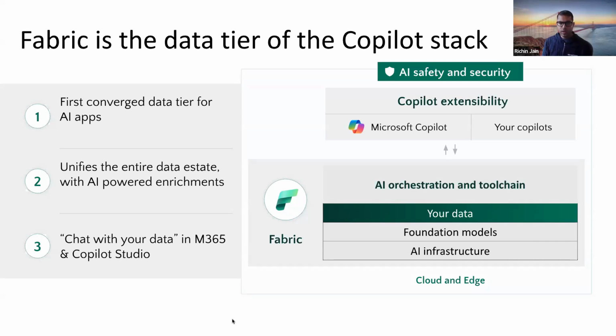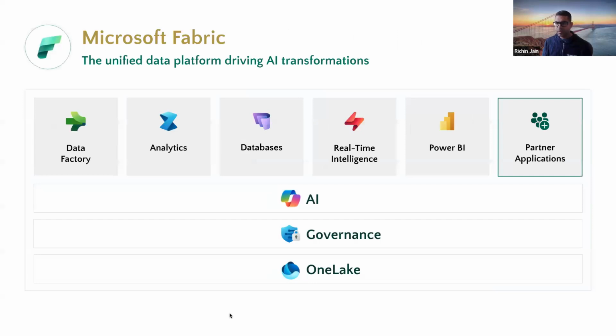And then OneLake, which is the foundation of Fabric, allows you to unify your data estate across on-prem and different clouds. And so we have also integrated Fabric with the broader Copilot stack. So other applications like AI Foundry, AI Search, and others, you can use Fabric with them, including your M365. So let's dive into different capabilities and engines of Fabric.